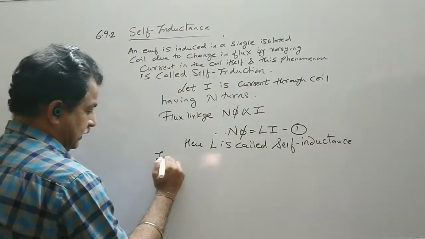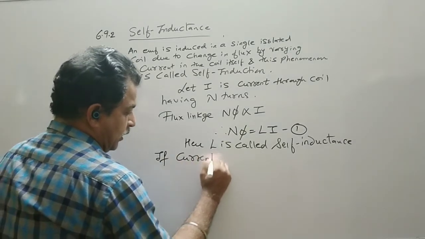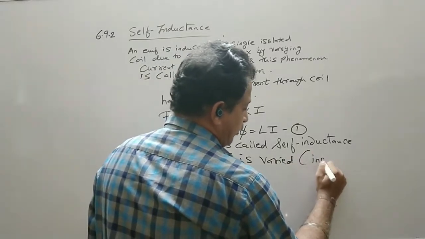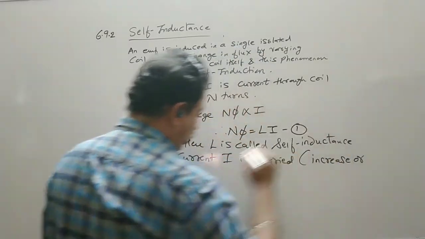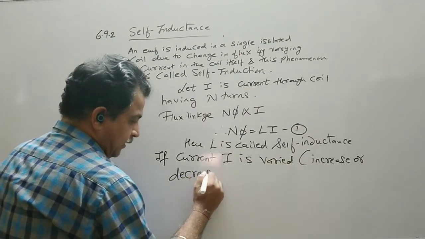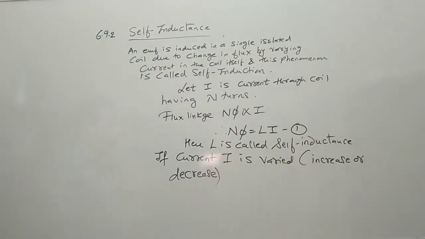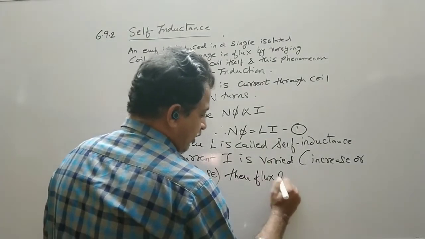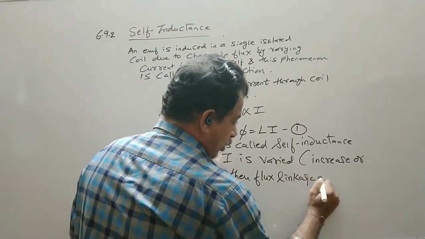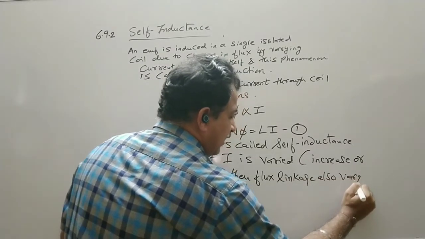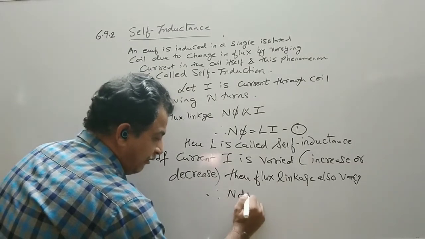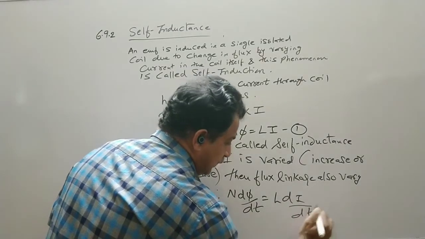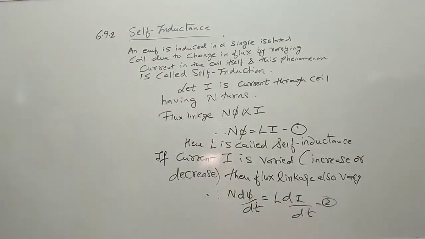Now, if current I is varied, that is, either we increase or decrease, then the flux linkage also varies. Therefore, N d phi by dt is equal to L di by dt. This is equation number 2.